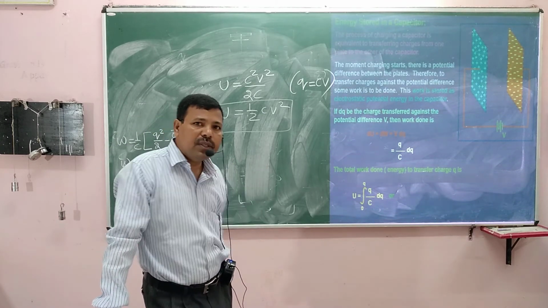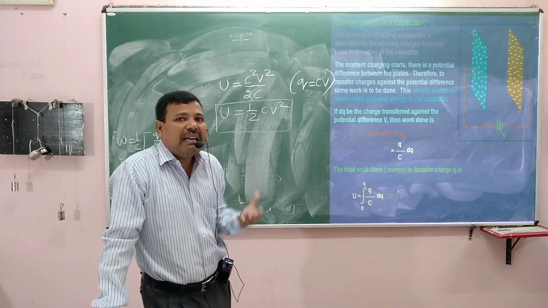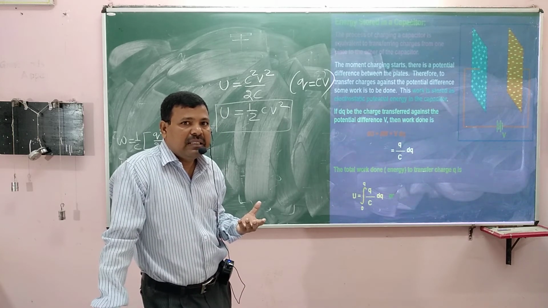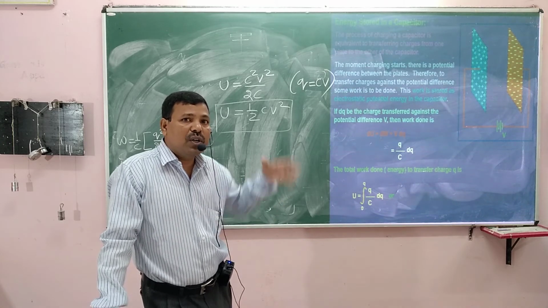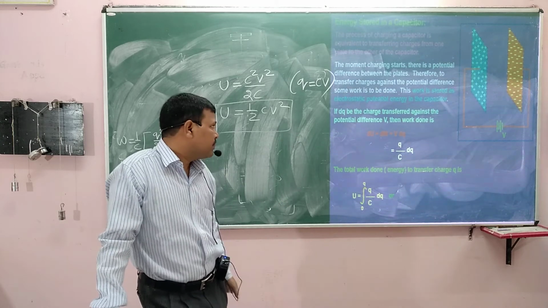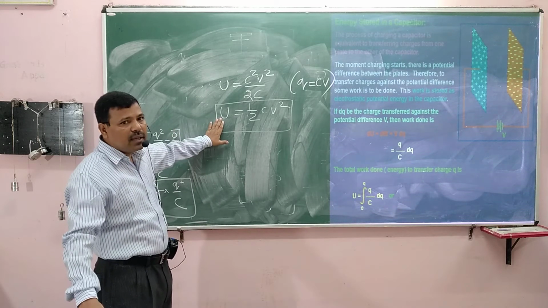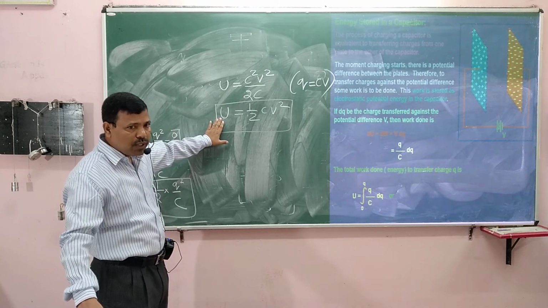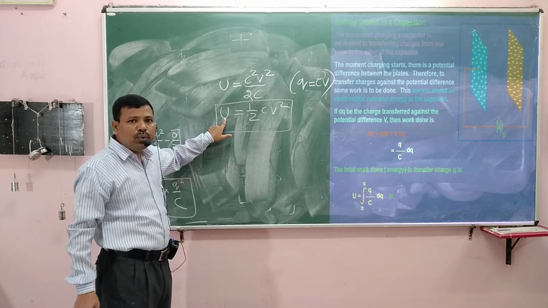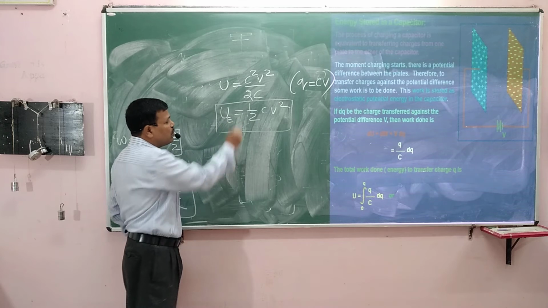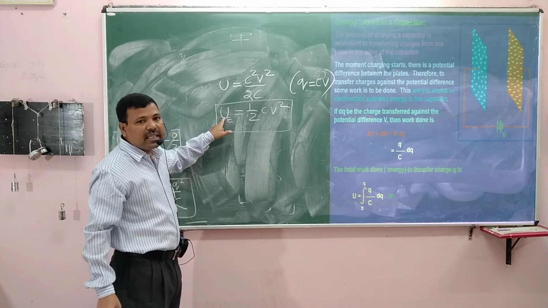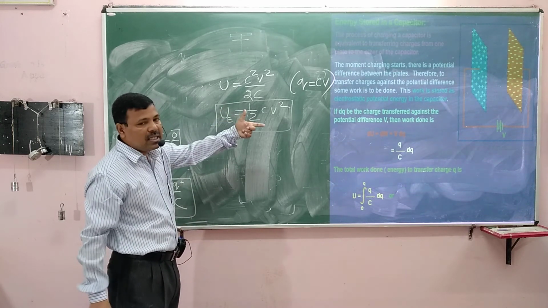What type of energy is stored in the capacitor? Electrical energy. We also say that the charges are stored in the capacitor. What is the other form of energy stored in the capacitor? In place of U, you can write UE also. This way also we can write electrical energy stored in the capacitor.